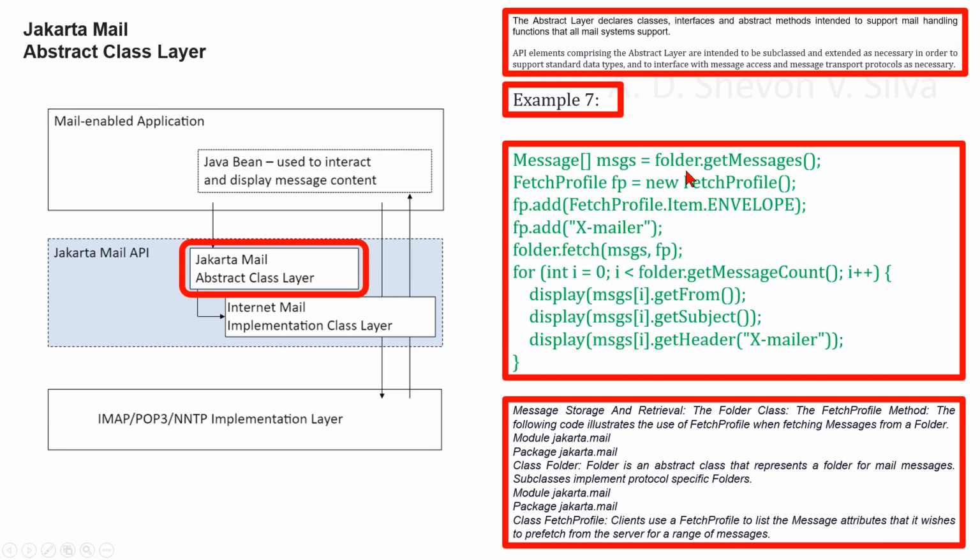The class Folder in package jakarta.mail in module jakarta.mail. Folder is an abstract class that represents a folder for mail messages. Subclasses implement protocol-specific folders. The class FetchProfile in package jakarta.mail, in module jakarta.mail: clients use a FetchProfile to list the message attributes that it wishes to prefetch from the server for a range of messages.